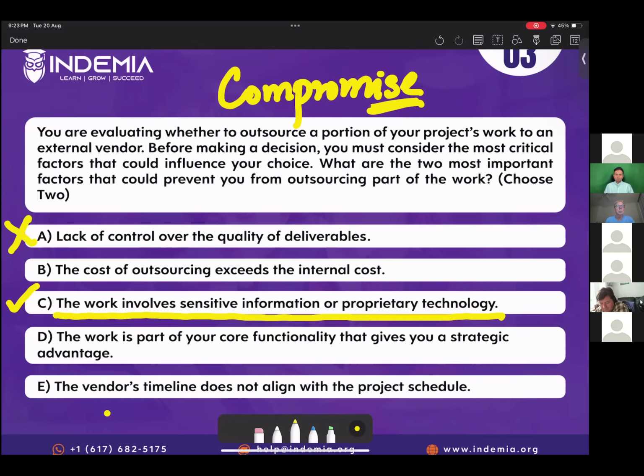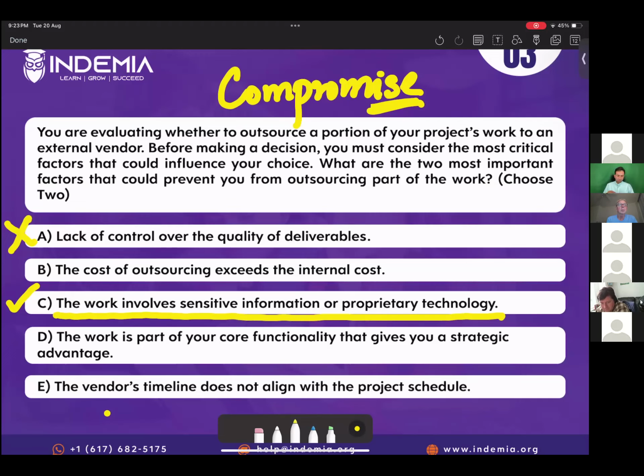The cost of outsourcing exceeds the internal cost. So if you do it internally, you will be saving money. If you do it externally, it would be slightly costlier. So sometimes, for example, when we are busy doing other important stuff, we intentionally outsource to just stay focused. Then cost is not a problem for us, right? So to do more important things, we intentionally outsource things which are not important, right?